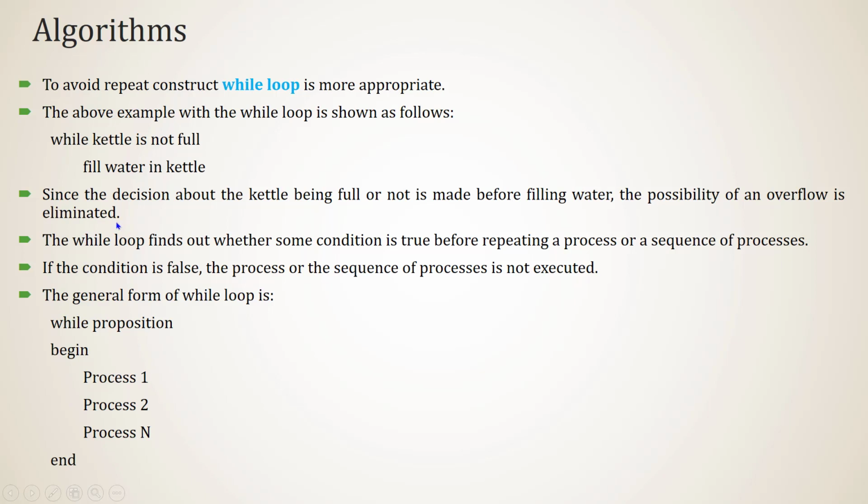The while loop finds out whether some condition is true before repeating a process or a sequence of processes. If the condition is false, the process or sequence of processes is not executed. The general form of the while loop is: while proposition. Proposition means condition, which will return true or false. Begin, process 1, process 2, process n, end. So first the condition will be checked, then some processes will be done. Again the condition will be checked and it decides whether to execute this process again. This is how the while loop executes.